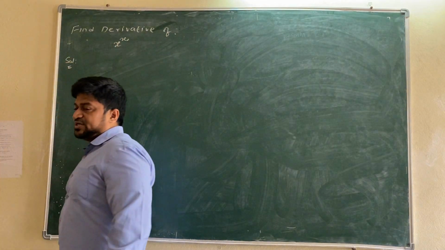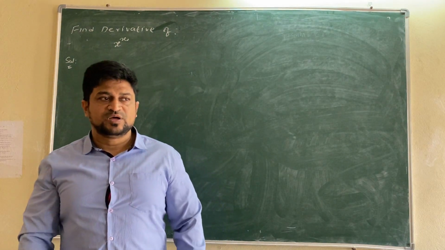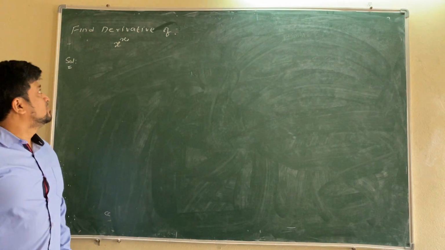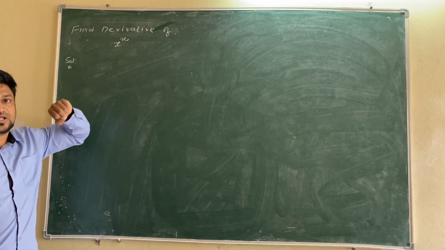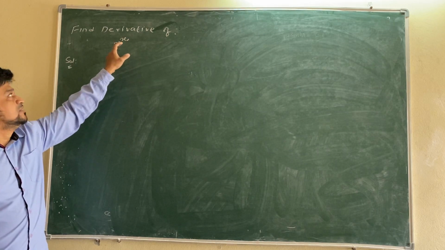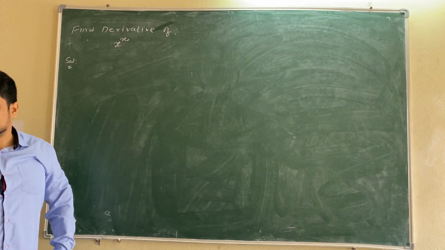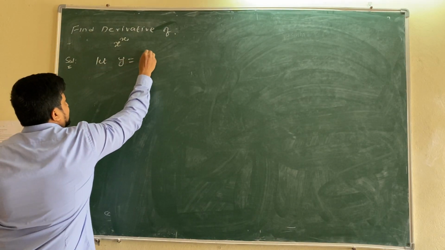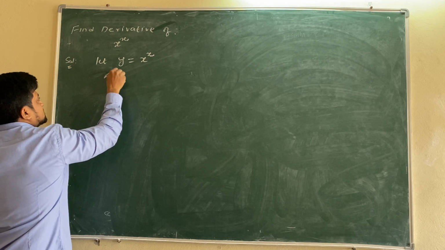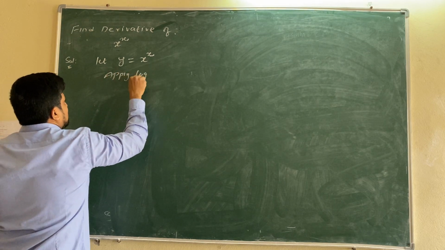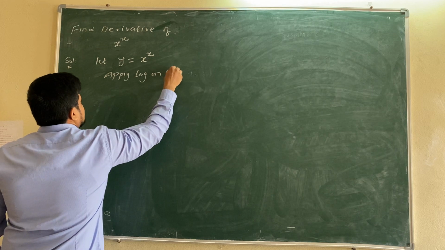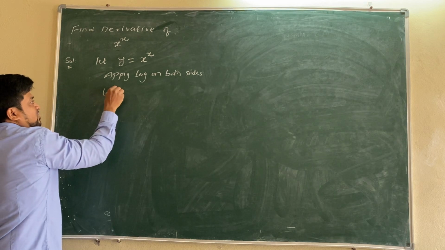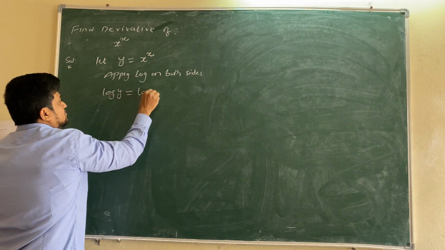Previously we have done UV form, U by V form, then inner function problems. Now, if you have a question like x power x, or x power sin x, or sin x power x, where base and power both have x, then let y equal x power x and apply log on both sides. The reason for applying log on both sides? Because base and power both have x, we apply log on both sides.